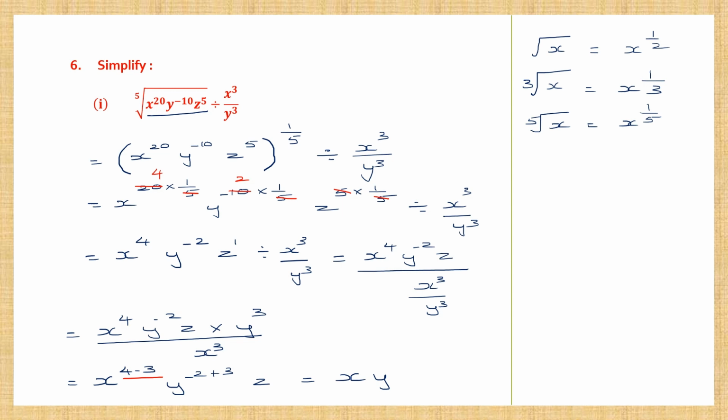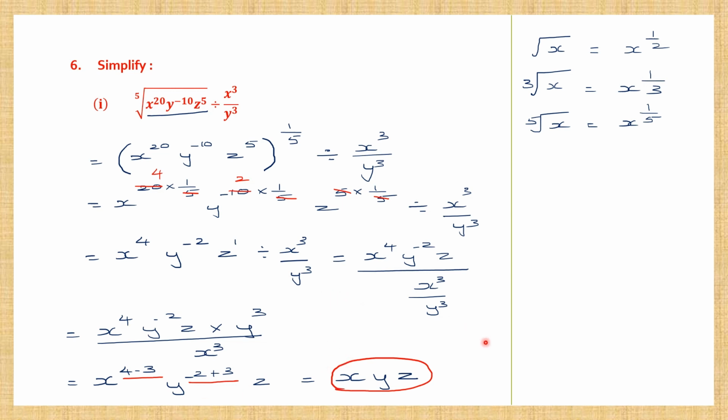Then y, let's see. Here we have minus 2 plus 3. Here signs are different, so we put the sign of the bigger number and subtract. So 3 minus 2 is 1. Y raised to the power 1 is y itself. And then we write z. So finally, what do we have as our answer? Simply x, y, z. So this is our answer to this question.